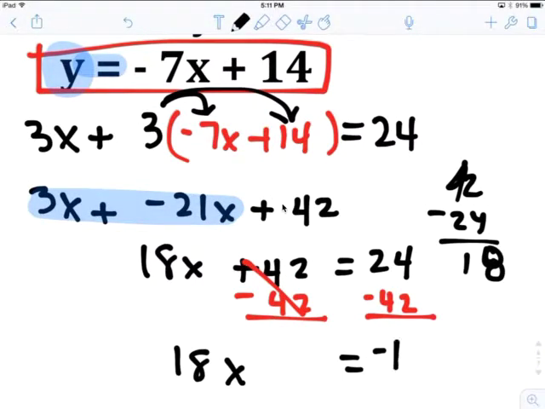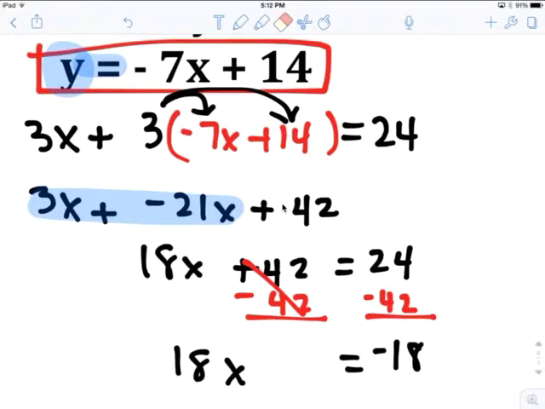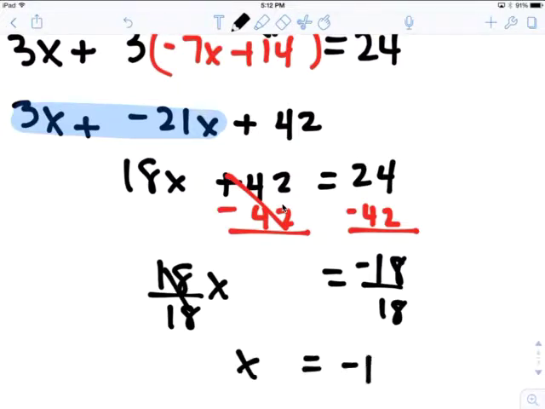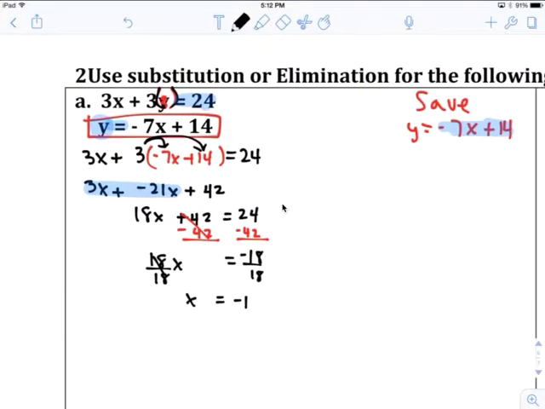Negative 18. Yep, negative 18. Erase so it doesn't look so tacky. But you all should have a calculator. You can do it with calculators too. X then equals negative 1. So this is one solution.